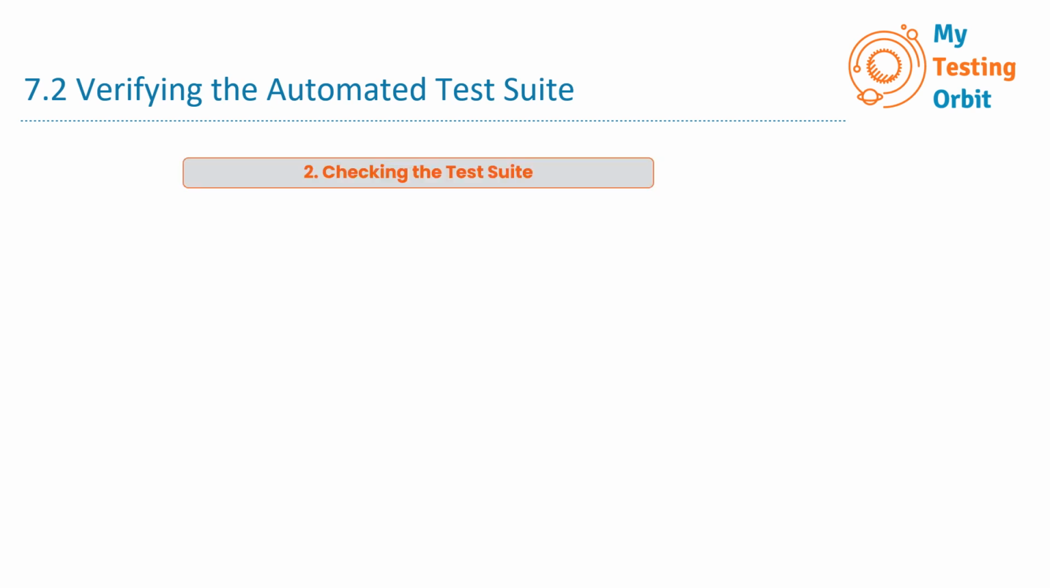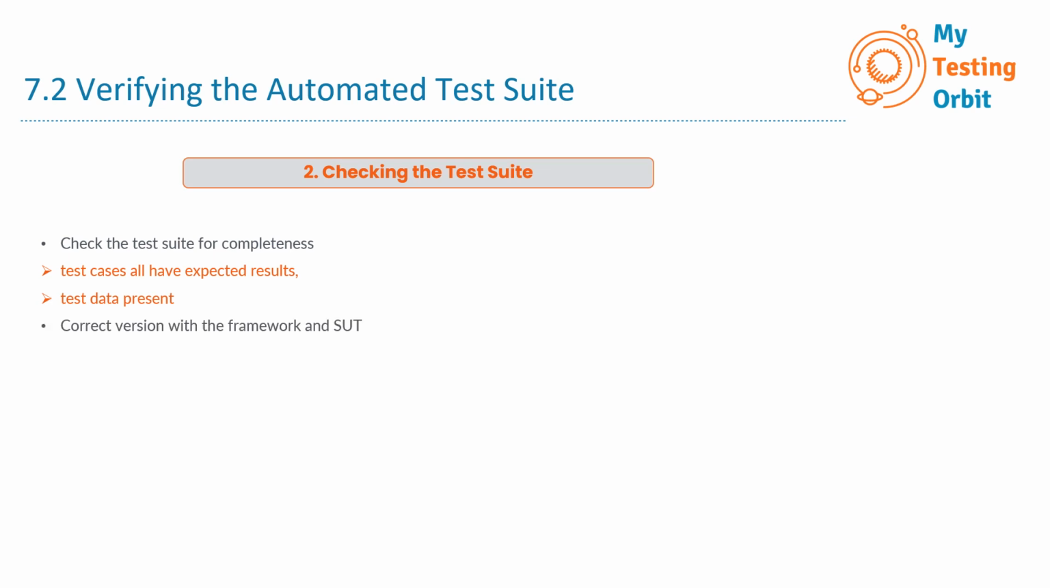Moving on to number 2, checking the test suite. Check the test suite for completeness. This means that you review the entire set of test cases to make sure that they cover all expected scenarios. And this involves making sure that every test case has expected outcomes defined and sufficient test data is available.